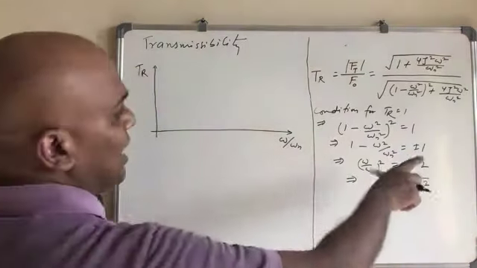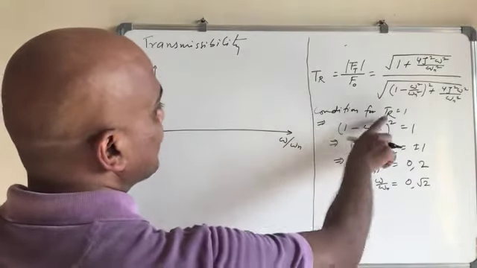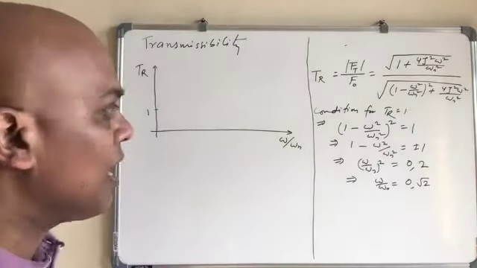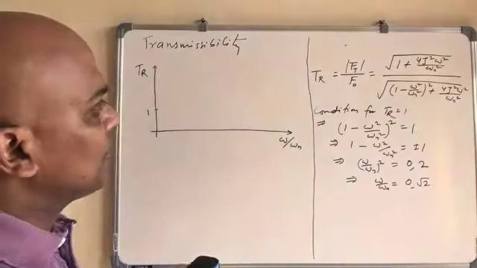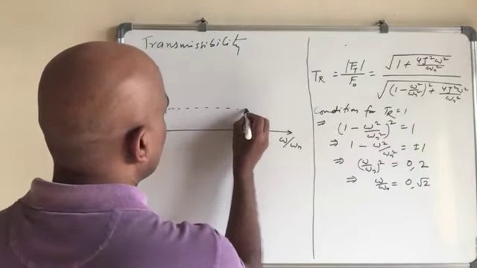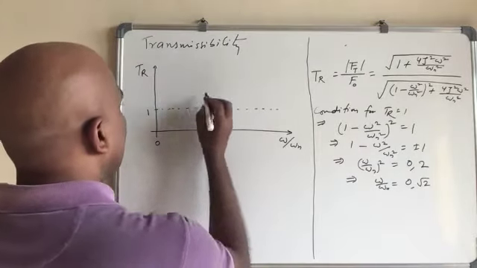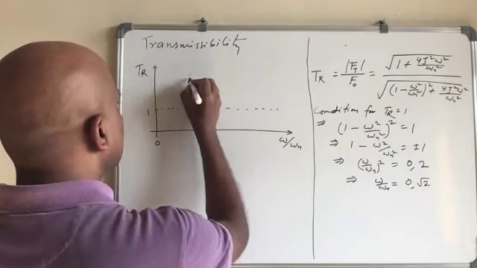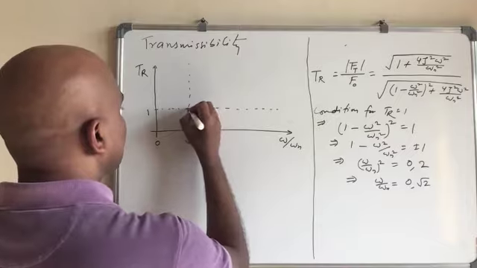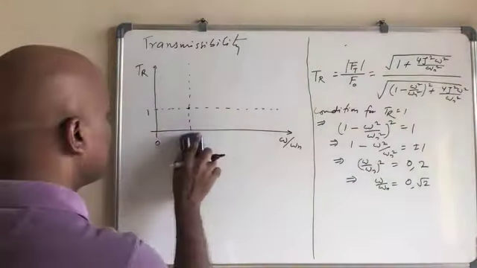So at omega over omega n equal to 0, we get TR equal to 1. So we start from 1. Let us say this is 1, and this is 0, and then when this is root 2, then also we have 1. So we have it like this. Okay, let's put it a little bit away.